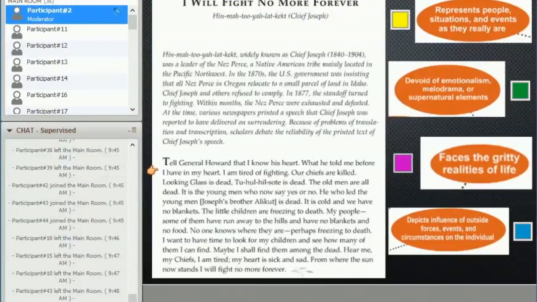All right, so we are going to highlight these characteristics over here. Remember, yellow represents people, situations, and events as they really are. Green, devoid of emotionalism, melodrama, or supernatural elements. Pink faces the gritty realities of life. Blue depicts influences of outside forces, events, and circumstances on the individual. So I'm going to start with that last one.